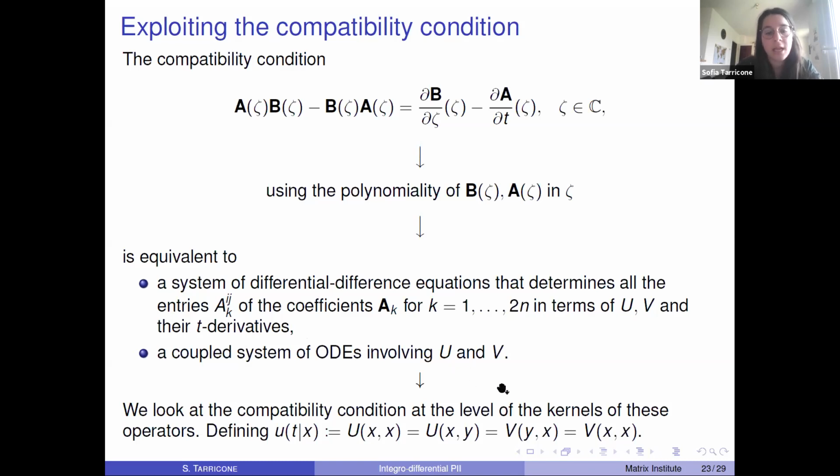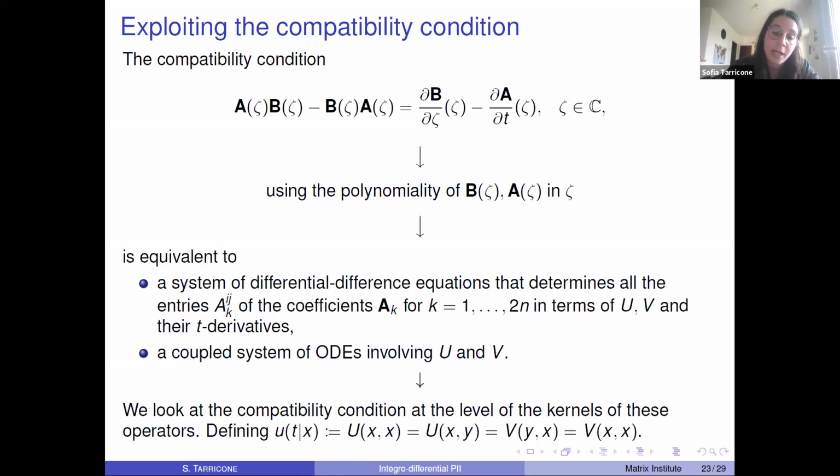And finally, you are just left with this coupled system of ODEs that just involves U and V and their T derivatives. Now you define this little function, little u, that just depends on t and x. It is defined as the kernel of U that does not depend on y. So you have this chain of equalities, and this will indeed be the function that solves the integro-differential Painlevé II hierarchy.